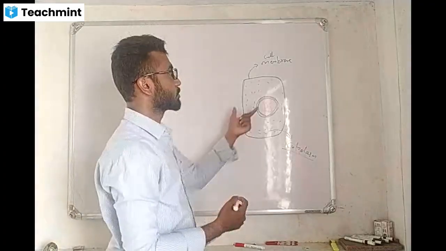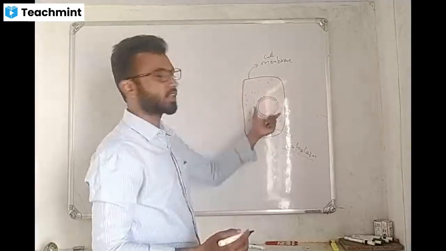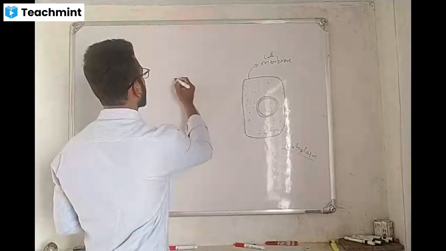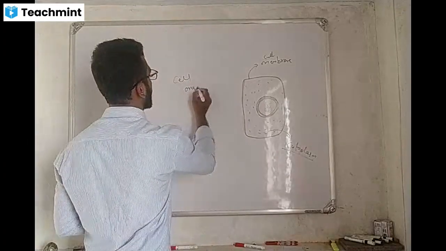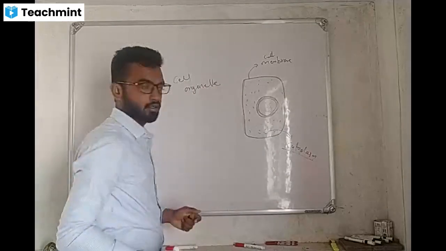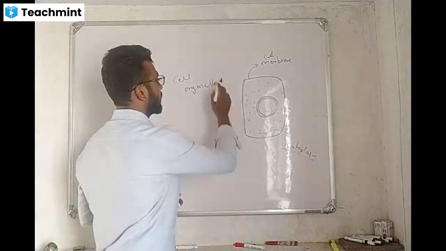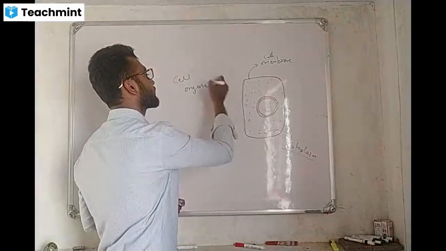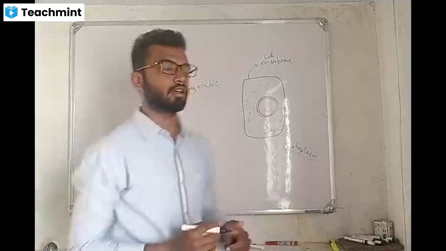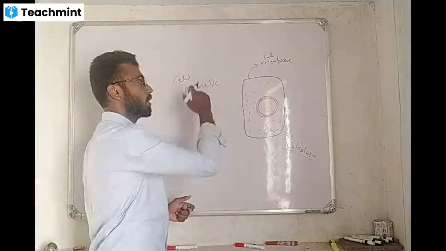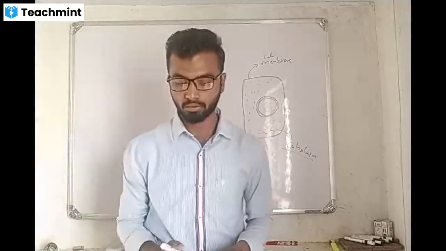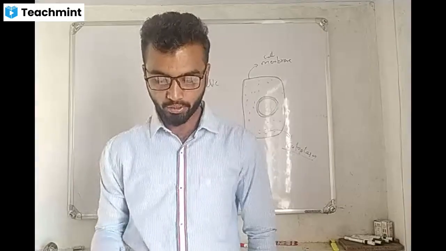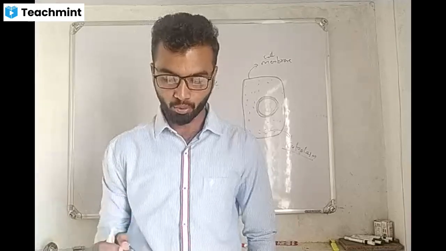Follow here, dear students. The cell membrane encloses whatever materials are there inside, and these are all cell organelles. Organelles is the plural form and organelle is the singular form. This is one of the features of the eukaryotic cells that distinguish them from prokaryotic cells.